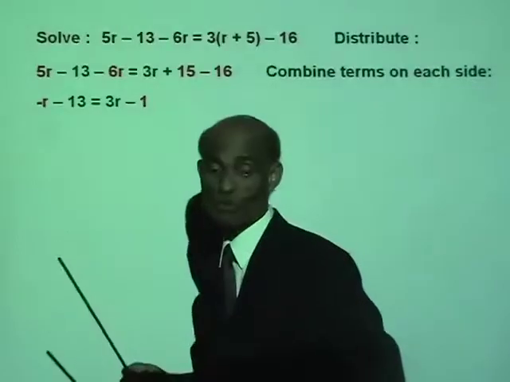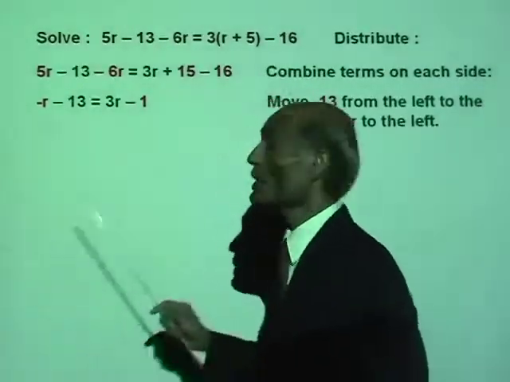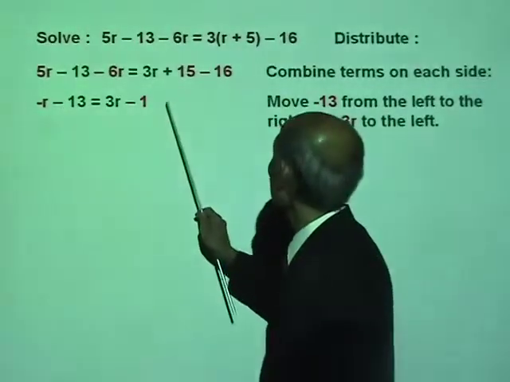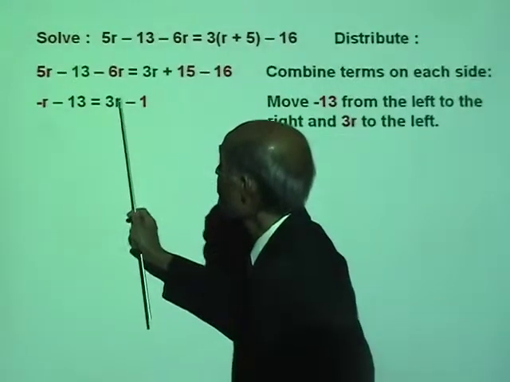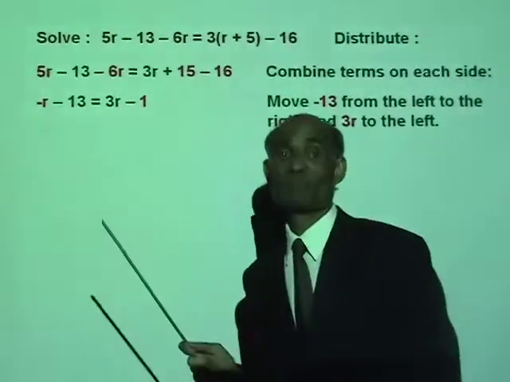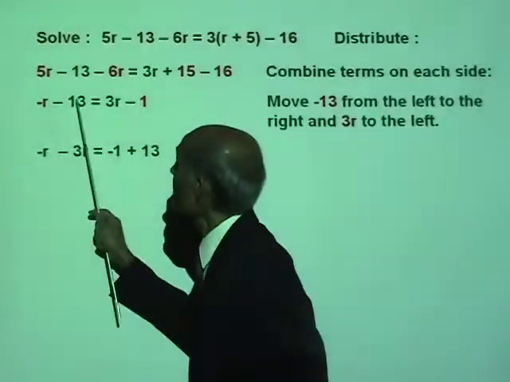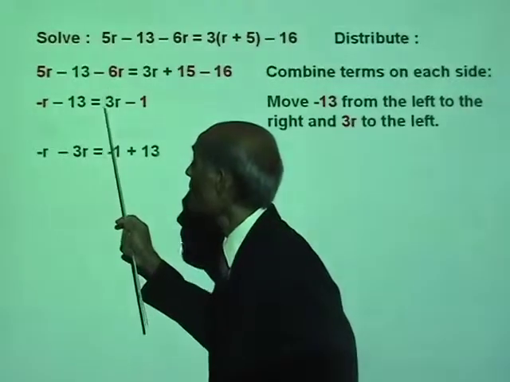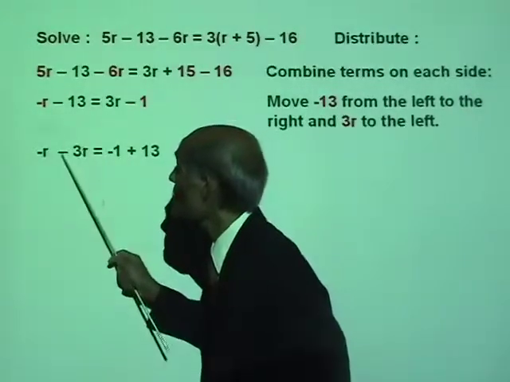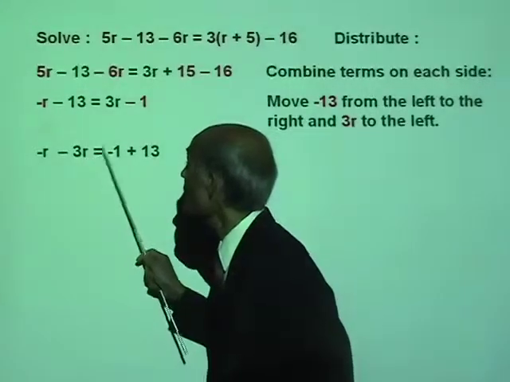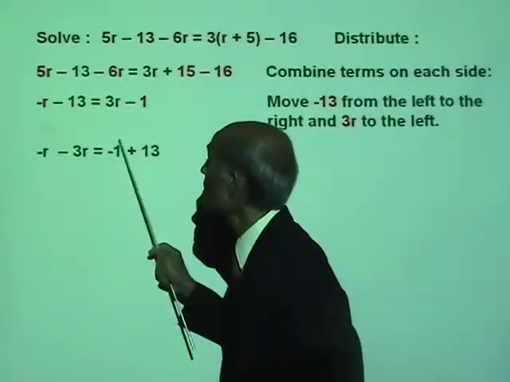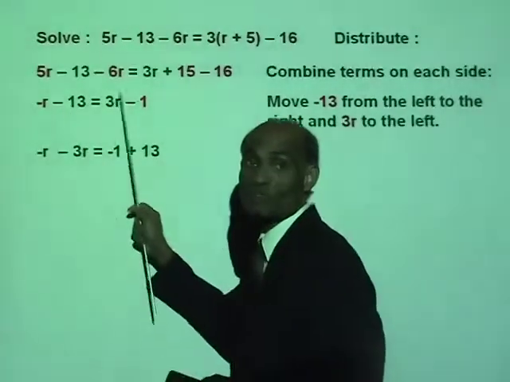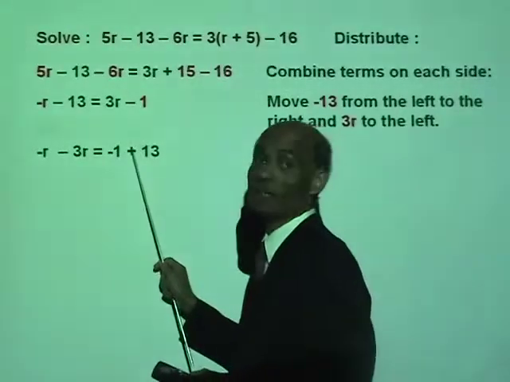Okay, next, what do we do? Move the negative 13 from the left side to the right side and the 3r from the right to the left. That will be negative r is already there. The 3r moved from the right to the left became negative 3r equal to negative 1 is already on the right and the negative 13 moves from the left to the right become plus 13.